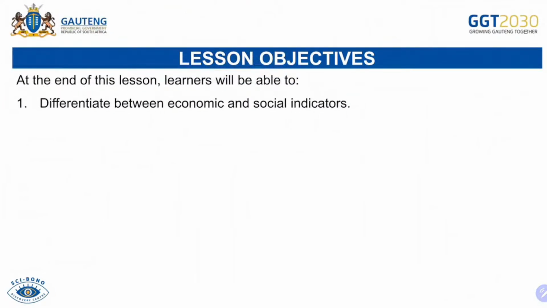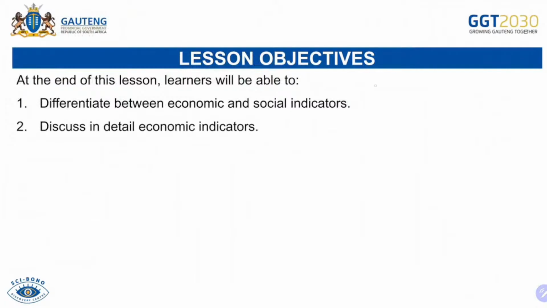So the following are the lesson objectives that will be achieved during the course of this lesson. After this lesson, you will be able to differentiate or distinguish between economic indicators and social indicators. The lesson will also equip you to discuss in detail economic indicators.